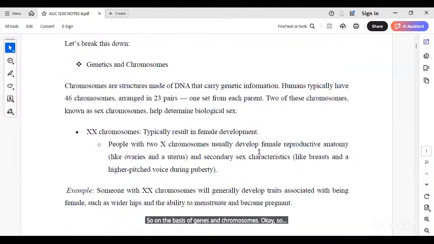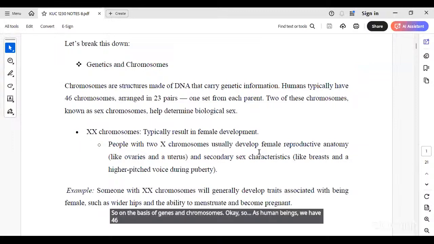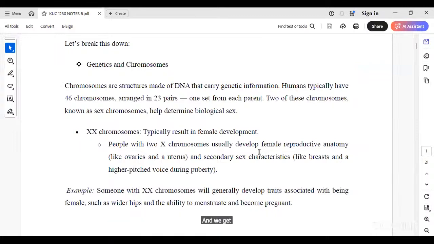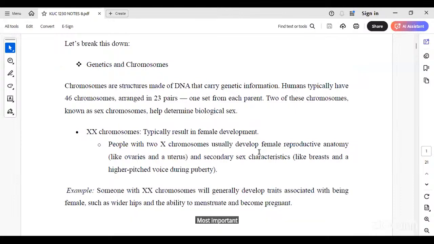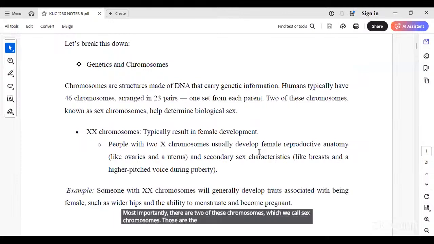as human beings, we have 46 chromosomes, which are arranged in 23 pairs. And we get one set from our parents. So of the 23 pairs, we get one each from our parent. So we have 46 chromosomes, 23 from our father, 23 from our mother. Most importantly, there are two of these chromosomes, which we call sex chromosomes. Those are the ones that will help to determine the biological sex.